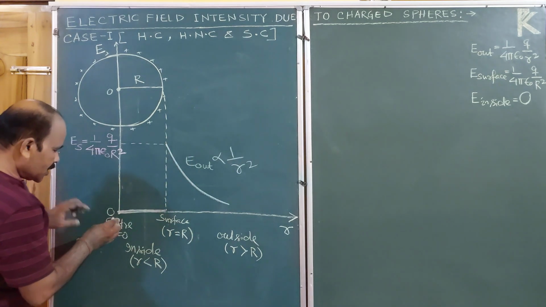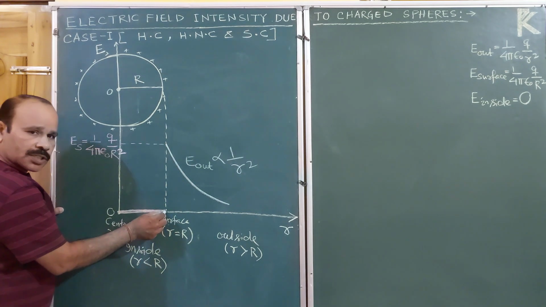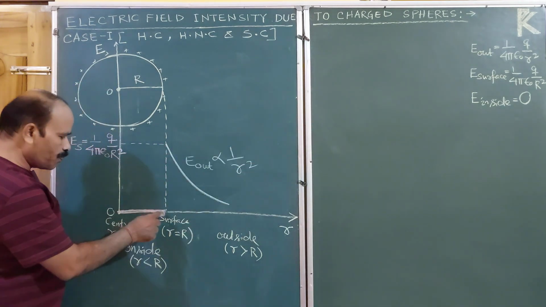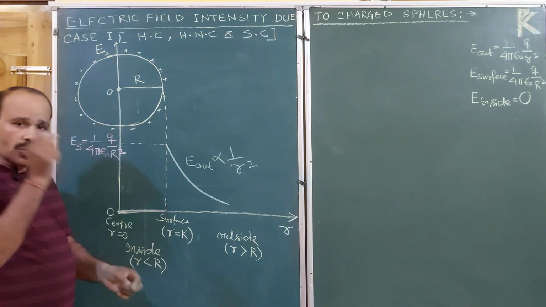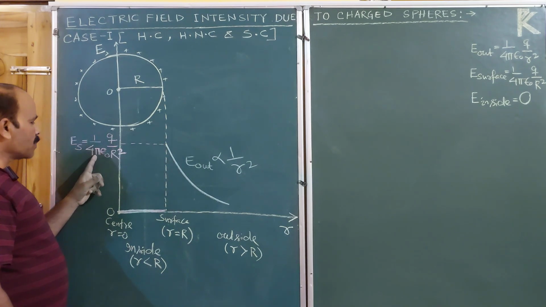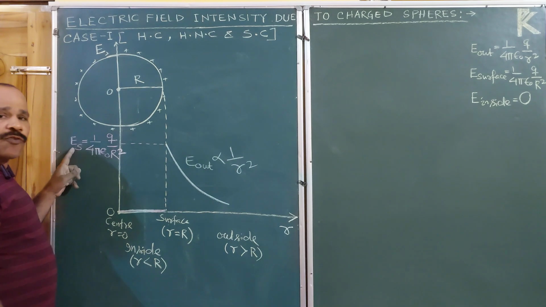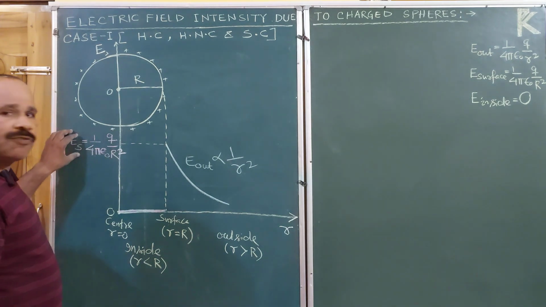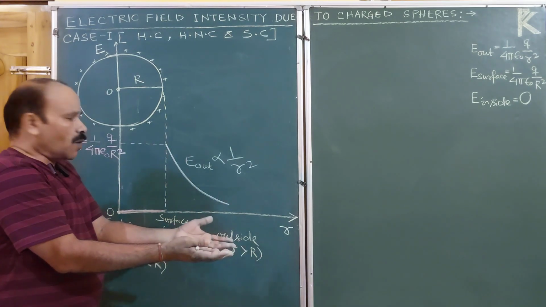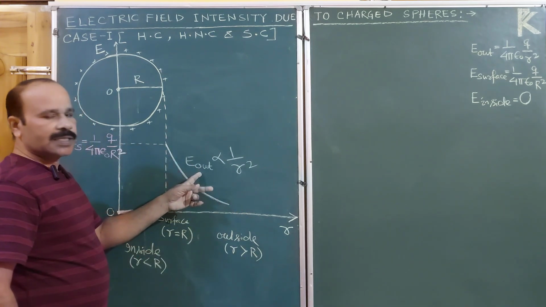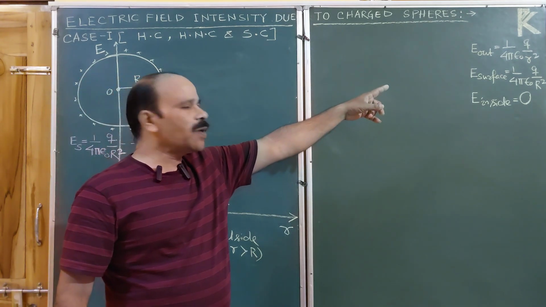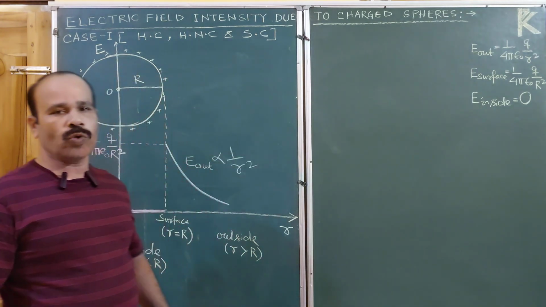From the center up to the surface it's 0, because E inside is equal to 0. Just when we reach the surface, it drastically increases to 1 divided by 4 pi epsilon naught, q divided by r square. So E on the surface is the maximum value. Electric field is maximum on the surface, and when we move to outside of the surface, it decreases like this. E outside is inversely proportional to r square, because the expression is E outside equals 1 divided by 4 pi epsilon naught, q divided by r square.